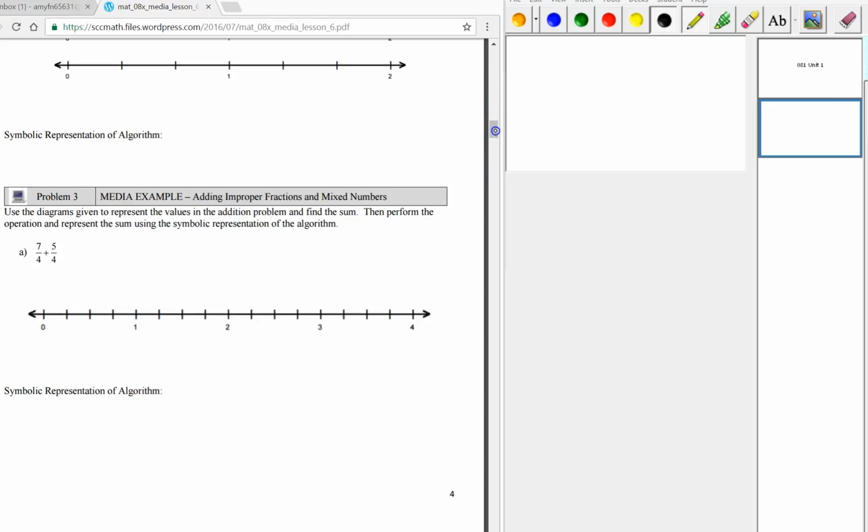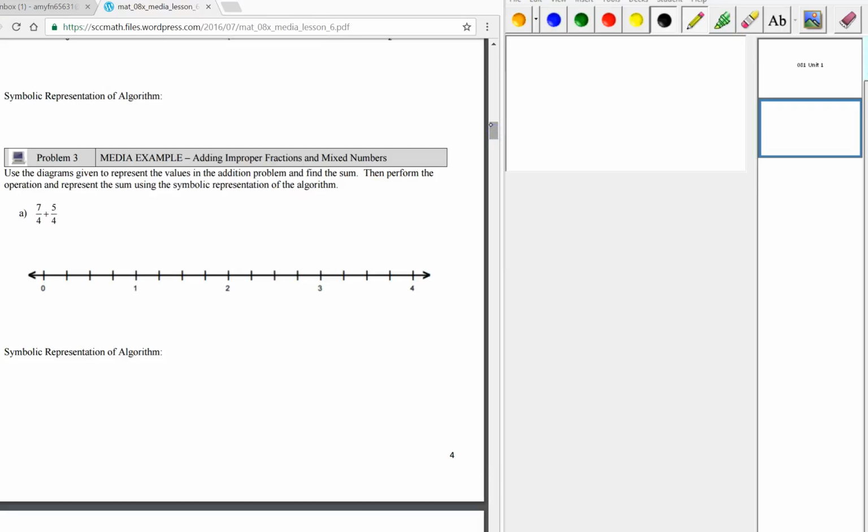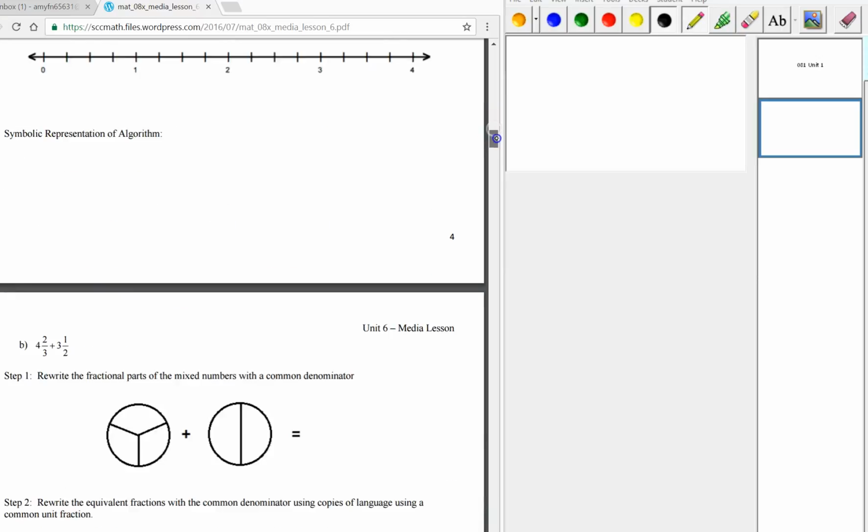Next we have adding improper fractions and mixed numbers, and we start with improper fractions with common denominators, and showing how this connects to our original problems. Even though these are improper fractions, it's the same idea. 7 copies of a quarter plus 5 copies of a quarter is 12 copies of a quarter, and they can count those 12 copies along the number line.